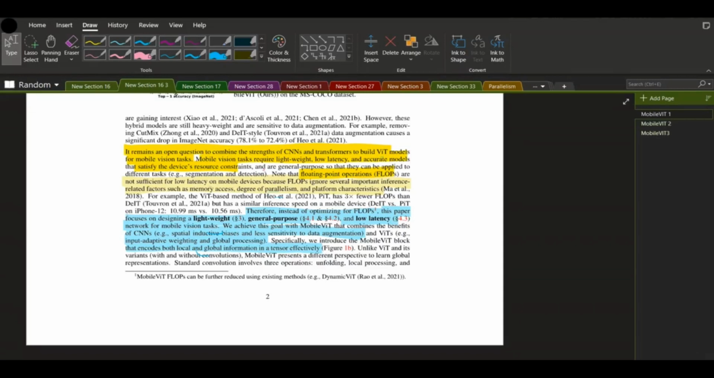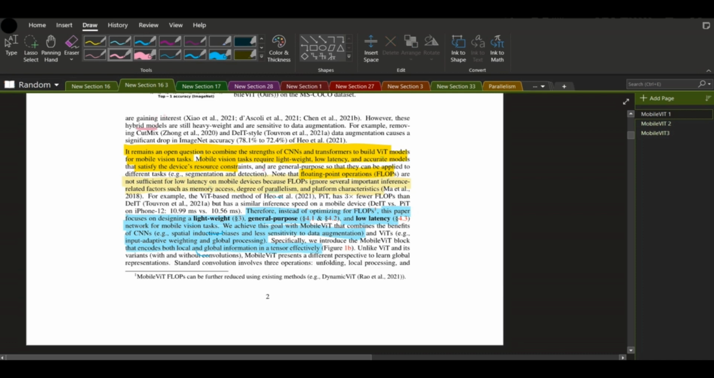The authors observed previous research and realized that these hybrid models, by which I mean the models that try to integrate CNN and ViT, are still heavyweight and are sensitive to data augmentation. Because ViTs are data hungry, like I said, they require extensive data augmentation to actually have accurate or acceptable performance. But this leads these models to have more parameters.